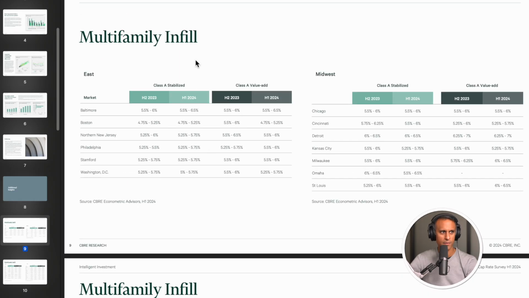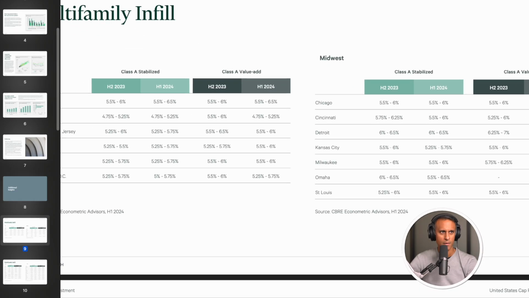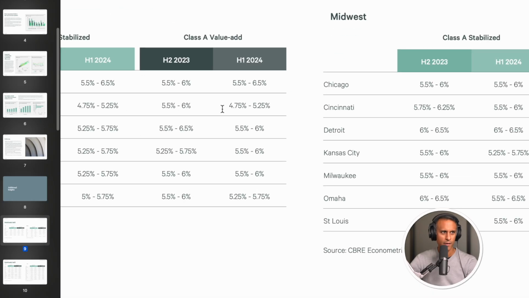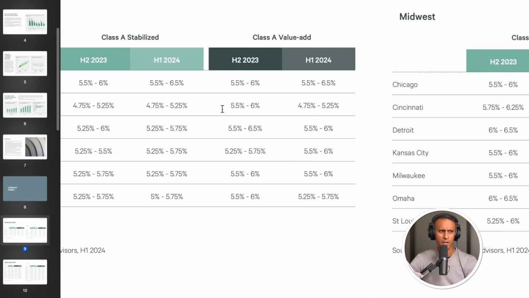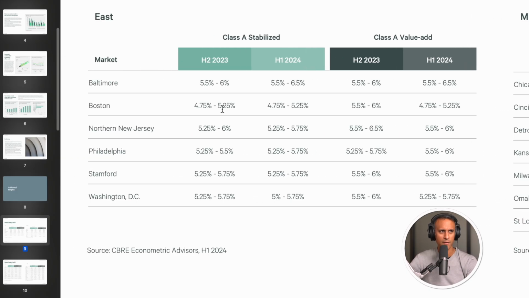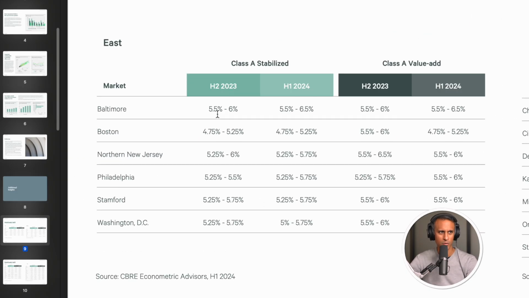CBRE does what they call their cap rate survey. It's a decent one, at least to get a high level view of what's happening. It tends to be ranges, but here's their report from the first half of 2024. It's just one data point. In our case, we're looking at northern New Jersey, which is a big market that encompasses a lot of towns that are not necessarily comparable to where we might be operating, but they give a range to give you an idea, perhaps directionally, of what's happening.